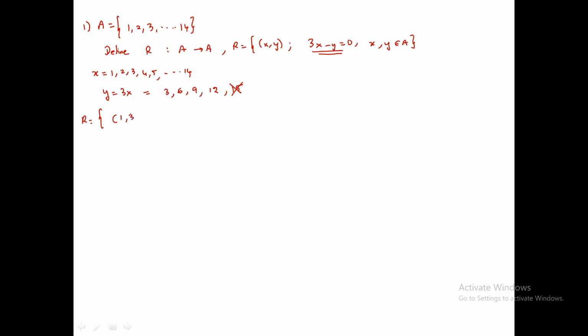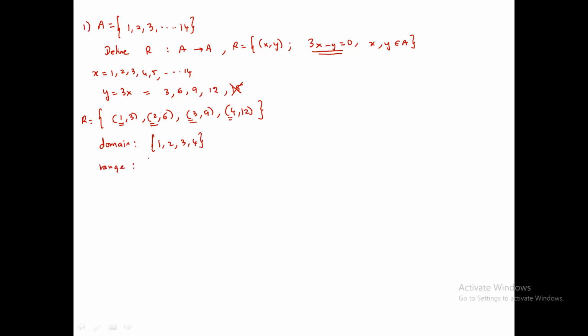When x is 1, y is 3. When x is 2, y is 6. When x is 3, y is 9. When x is 4, y is 12. So this is how you can make the relation. Now they are asking you to write the domain. Domain means you will write all the x's, 1, 2, 3, 4, as a set. So this is the domain of the relation.